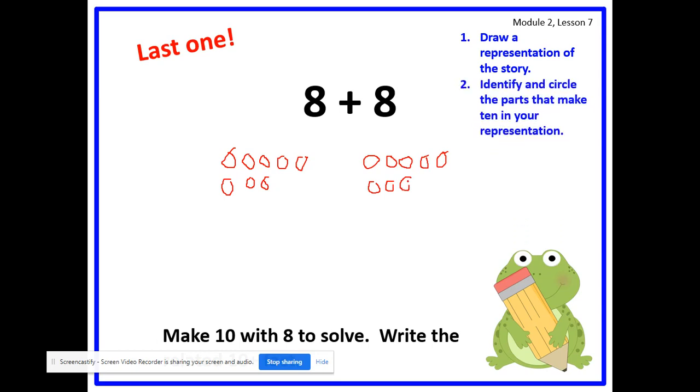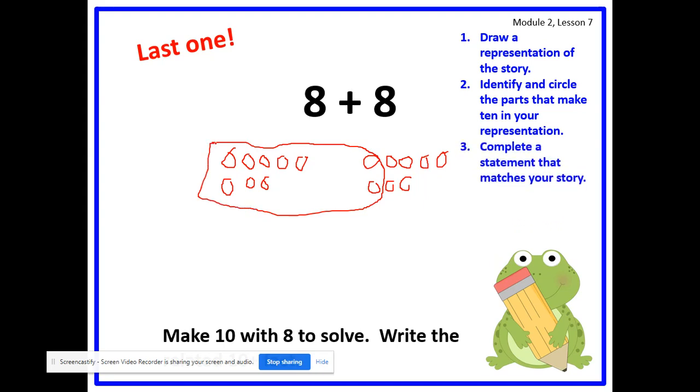Step 2. Identify and circle the parts that make 10 in your representation. So go ahead and circle the parts that make 10. Press play when you're ready to check your work. In this case, since the parts are the same, it didn't really matter which 8 you circled. But we know that 8 needs 2 more to make 10, so you could have circled 8 and 2 more, just like this.